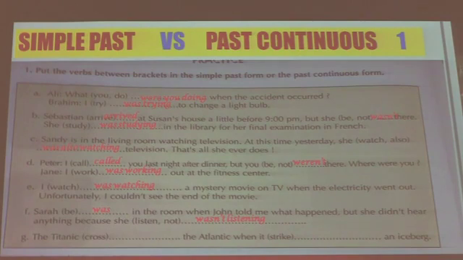The Titanic crossed the Atlantic, okay? It took a long period of time. And striking the iceberg was in the middle of this action. So the Titanic was crossing the Atlantic when it struck. The past of the verb to strike is struck, an irregular verb. Okay? Now let's move to another exercise, okay?